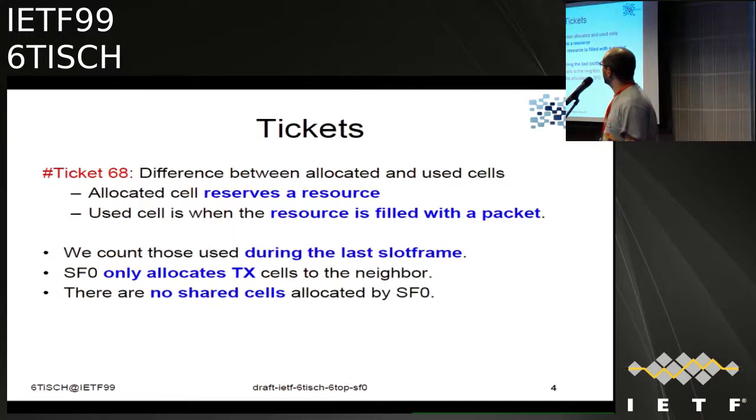Second, ticket 68, what's the difference between allocated and used cells, meaning scheduled cells. We are trying to measure how many cells we are using from the ones which are already scheduled. This is how to measure the buffer usage, and this is the only point where we can sense that there's a change and that we need to react to that change. That's why I added a specific definition for it. The difference is taken from one slot frame to the next one, so we react in one slot frame time. We also have to clarify that we only work on transmission cells, TX cells, from one neighbor to the other. This is a neighbor to neighbor algorithm only.